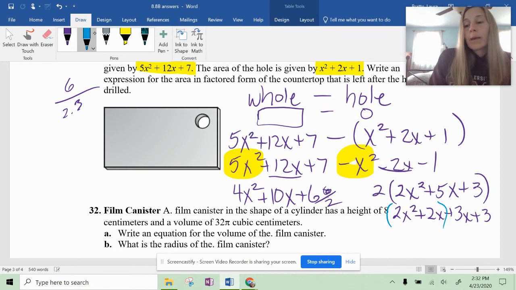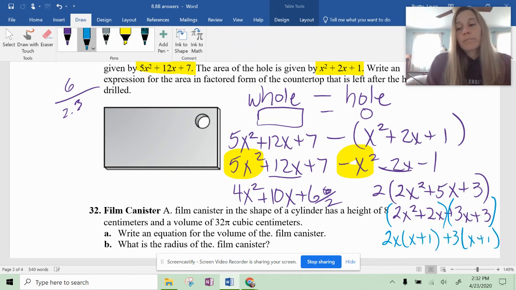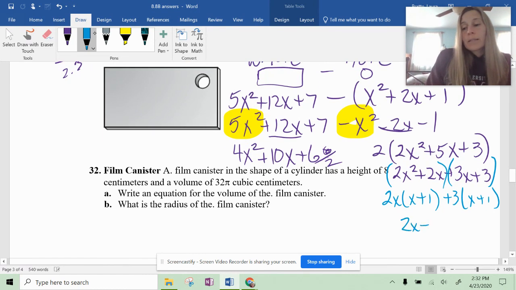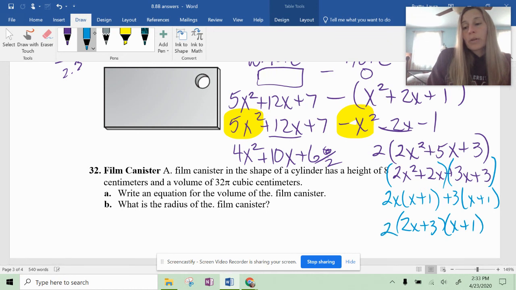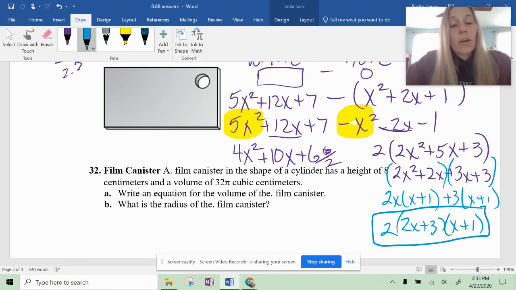And then I'm going to do my grouping. So I have 2x, x plus 1, plus 3, x plus 1, 2x plus 3, x plus 1, and then that 2 would be on the outside. But that's a pretty complicated problem. I'm not going to give you anything that crazy, but you can just see how a lot of the stuff that we've done in this chapter can all be tied into like one simple problem like that.